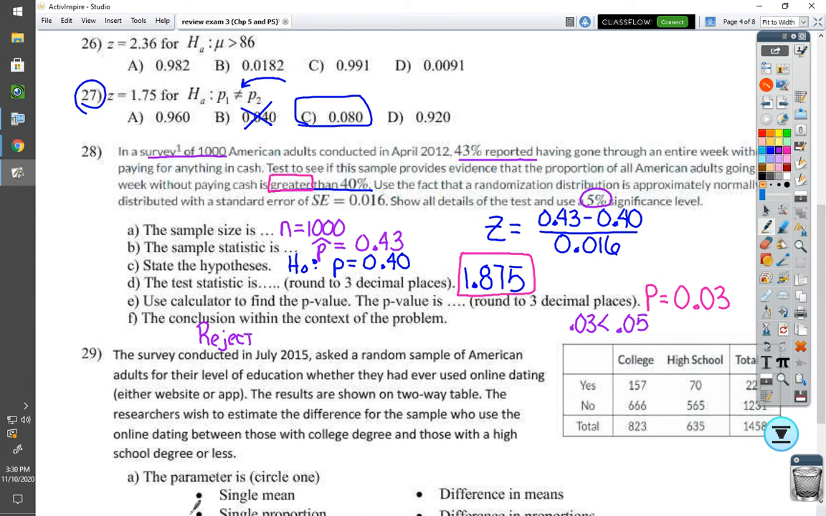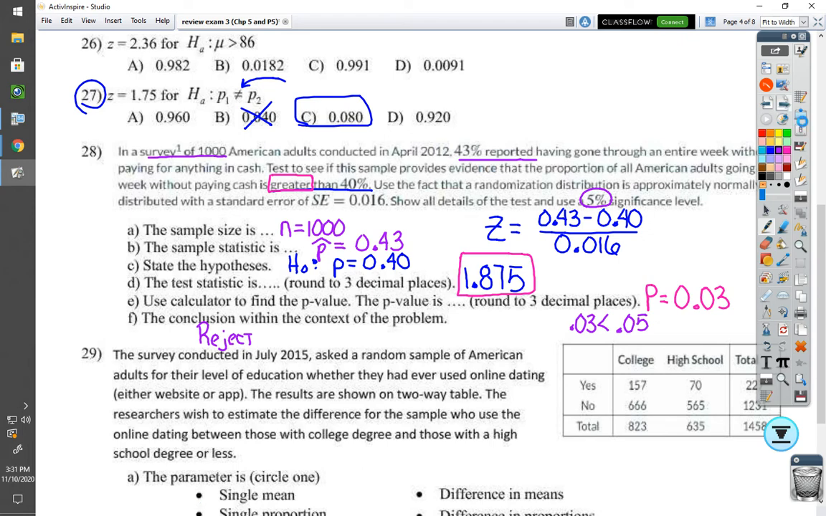Now, we're going to have more than that, and it's written up for you, so I'm not going to type it all in there because it would be a little intrusive to try and fit that inside of there. However, you do have to include all of the words. We reject the null based on a significance level of 0.05 or 5%. We have evidence that the proportion of American adults going a week without paying cash is greater than 40%. All of those things need to be included when you're giving the response for that rejection.